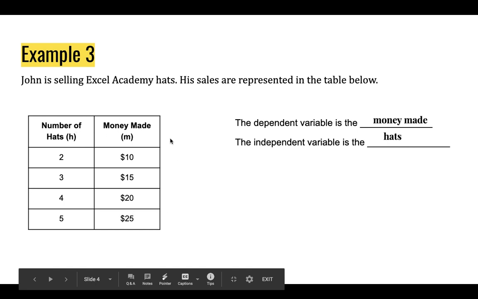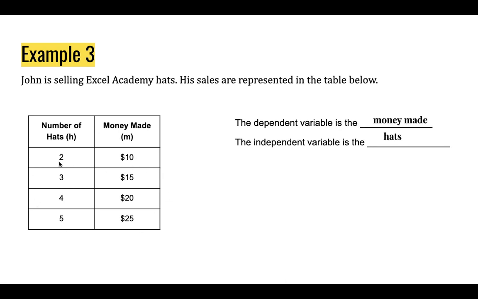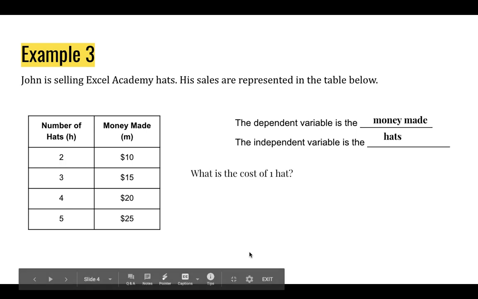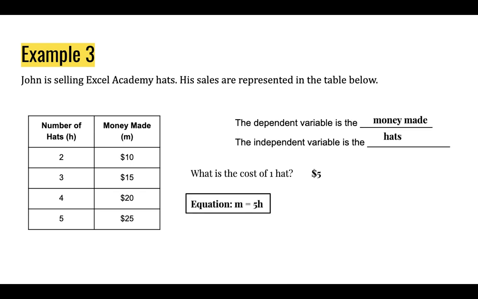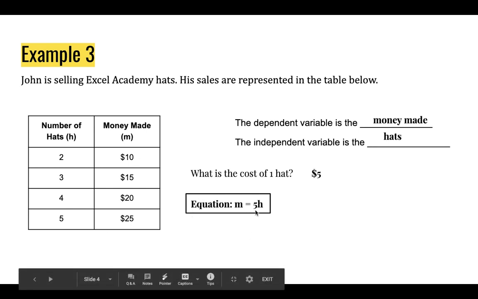Now, in order to come up with an equation to represent this situation here, I actually want to take a step back because this table does not tell me how much money I could make for one hat. So let's think about that. Well, if 2 hats cost $10 and 3 hats cost $15, we could figure out that one hat cost $5. Therefore, an equation I can use to represent this situation would be the money made equals 5 times the number of hats. And that is true for every single row of this table.